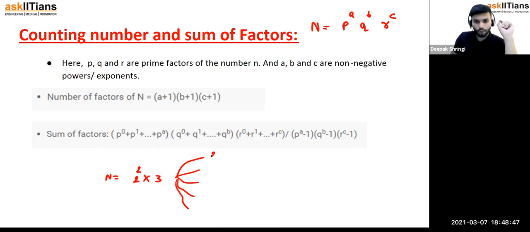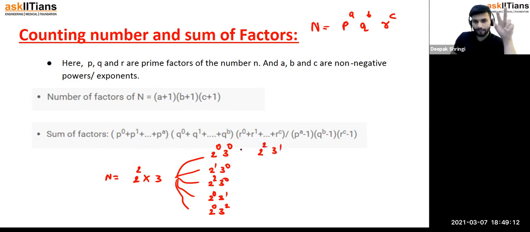First of all, I am picking 2 power as 0 and 3 power as 0. Then I'll pick 2 power as 1 and 3 power as 0. Then 2 power as 2 and 3 power as 0. Then 2 power as 0 and 3 power as 1. Then I can pick 2 power 0 and 3 power 2. Then, which is remaining now? 2 power 2 and 3 power 1.